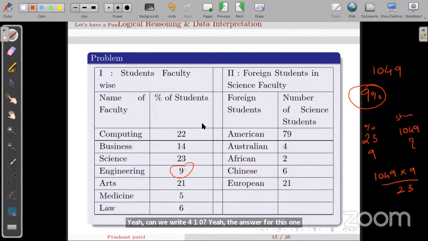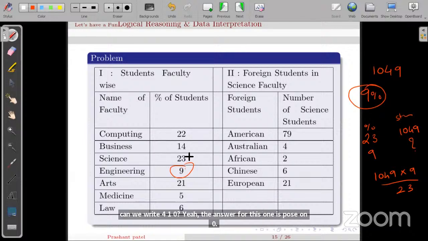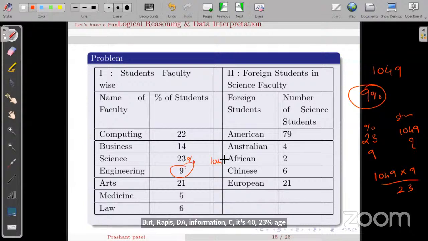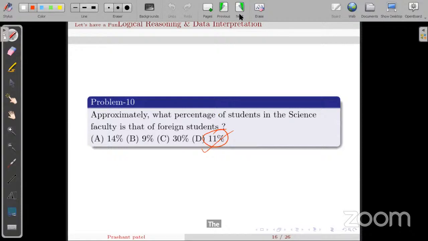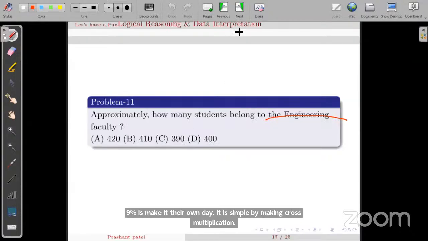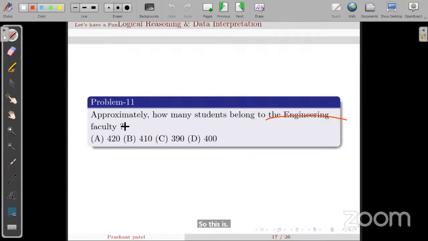But हमारे पास ये इंफॉर्मेशन थी कि 23% में कितने हैं, 1049, तो 9% में कितने होंगे? It is simple by making cross multiplication. So this is 410, आंसर आ रहा है. That is correct.